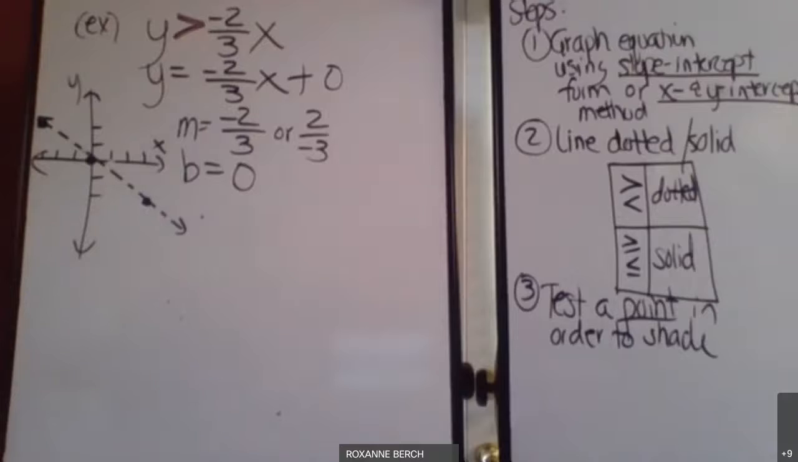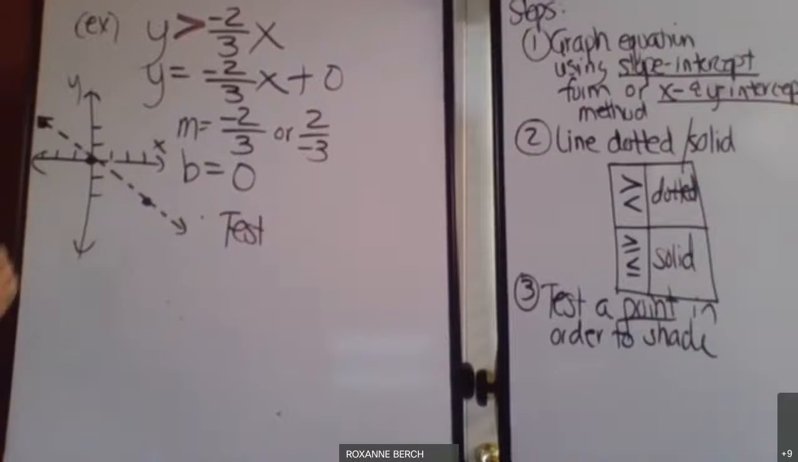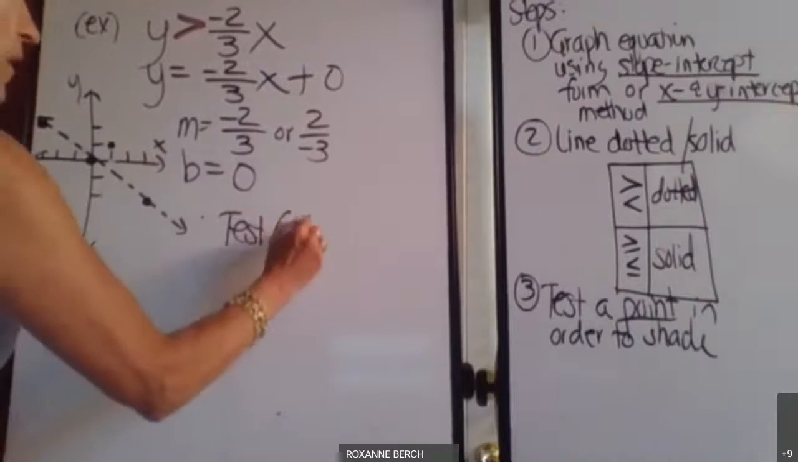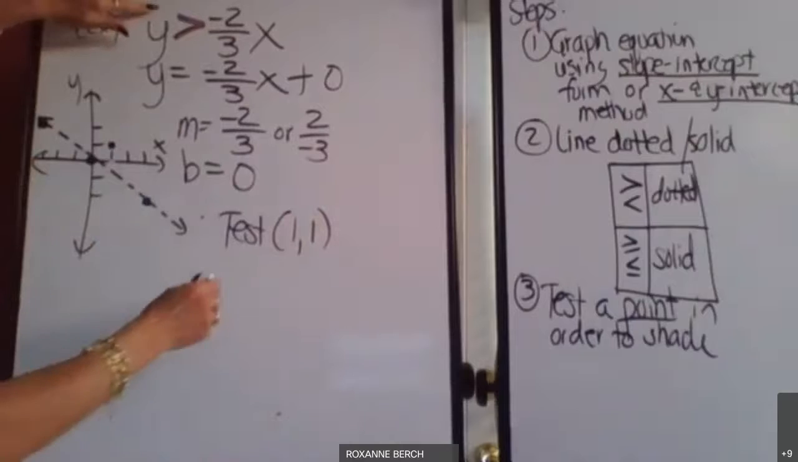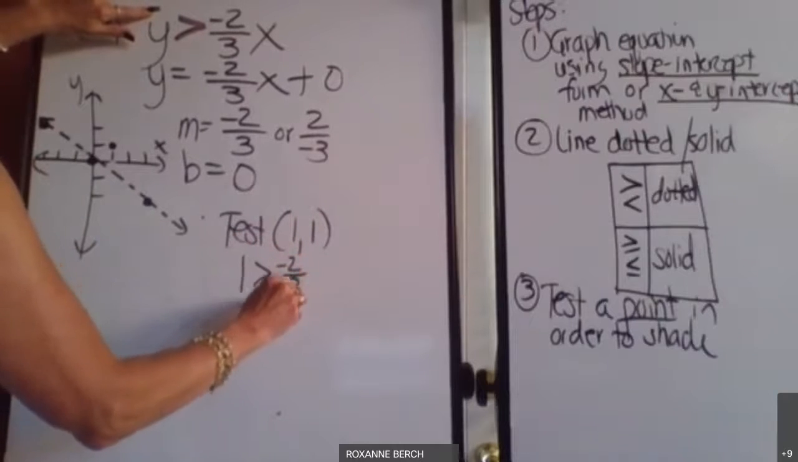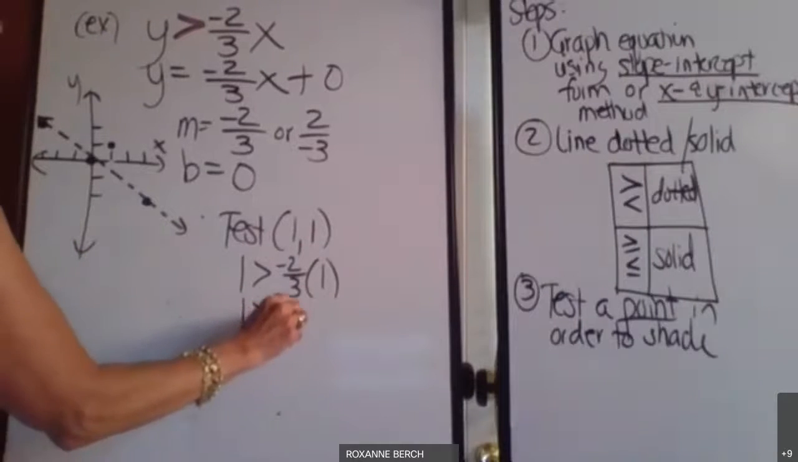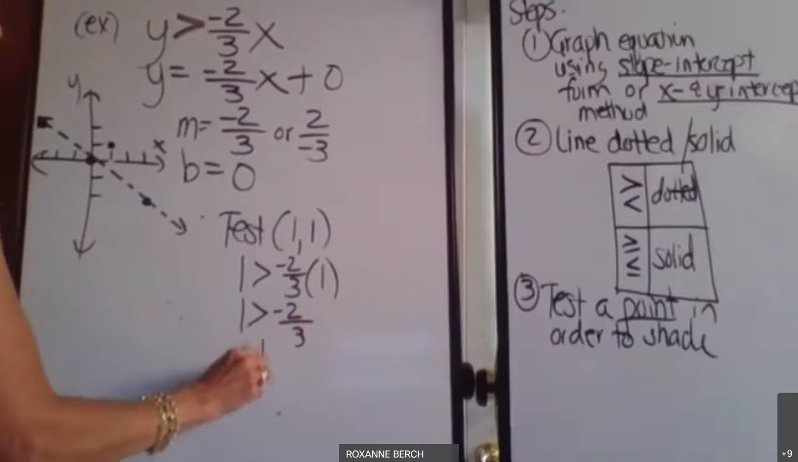And now we're going to test a point. I cannot test 0, 0 because the graph is on 0, 0. So I'm going to test right 1, up 1. In this one, my y is 1. It's greater than negative 2/3 times x, which is 1. Is 1 greater than negative 2/3? Well, that's true.